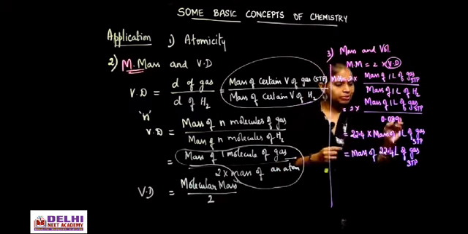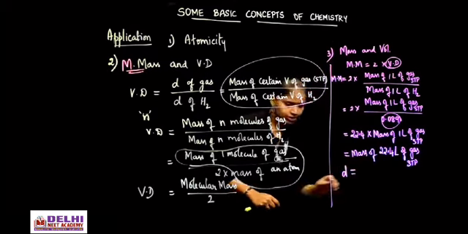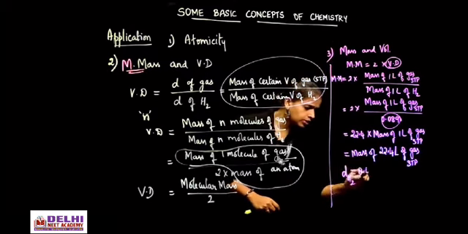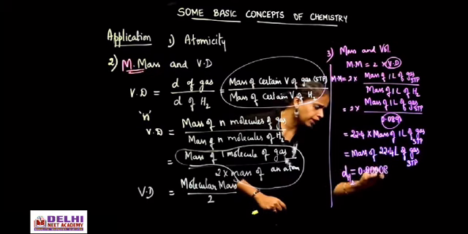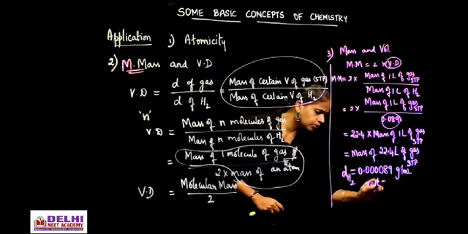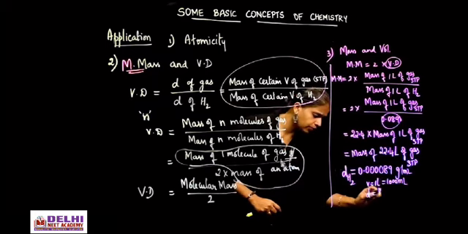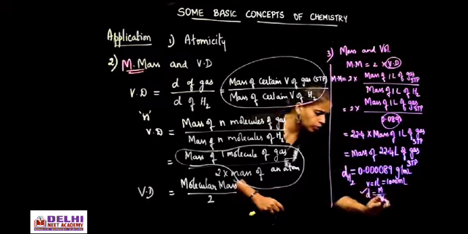Let me work this out. We know that the density of hydrogen is 0.00089 gram per ml, and 1 liter is equal to 1000 ml. So we have density equal to mass by volume. Density is known, volume is known.